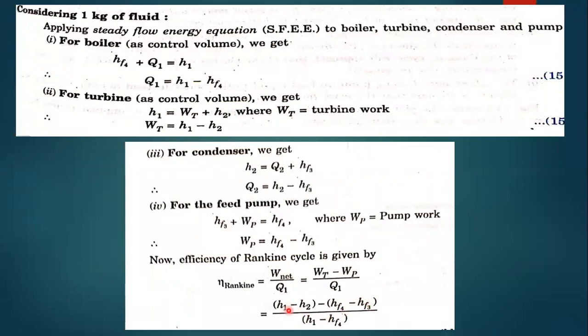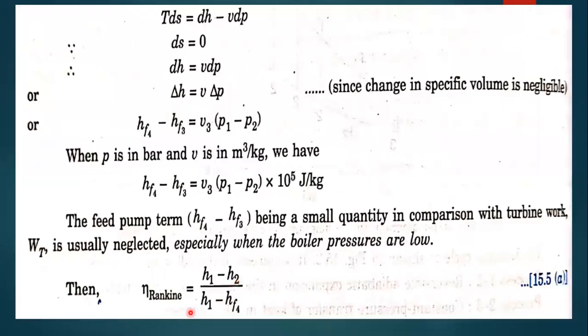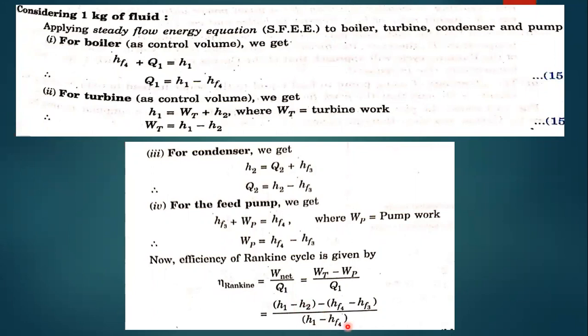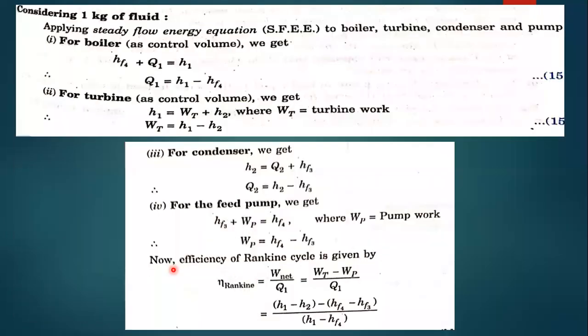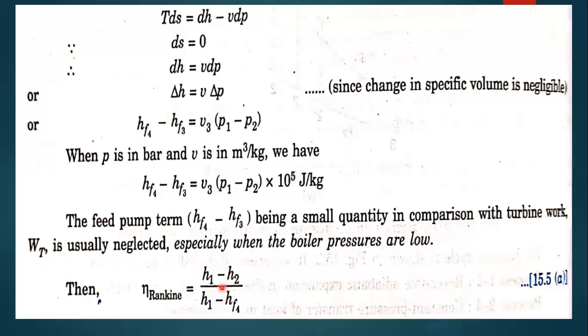So what we have is turbine work by heat supplied. Here turbine work is H1 minus H2 and heat supplied is H1 minus HF4. Okay, this is the turbine work and this is the heat supplied. The same we have written by taking this as 0. Why are we going to take this as 0? Because this work is going to be neglected when compared to the turbine work, so we take pump work as 0. So that's how we determine the efficiency of the Rankine cycle: with pump work it is this one, without pump work it is this one.